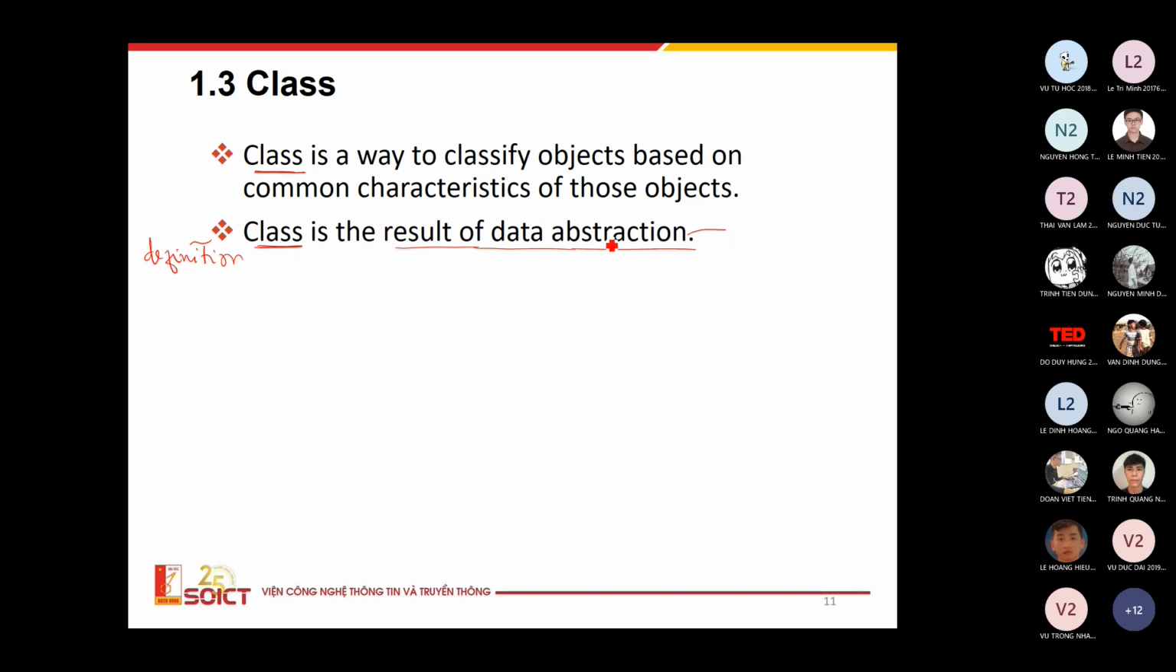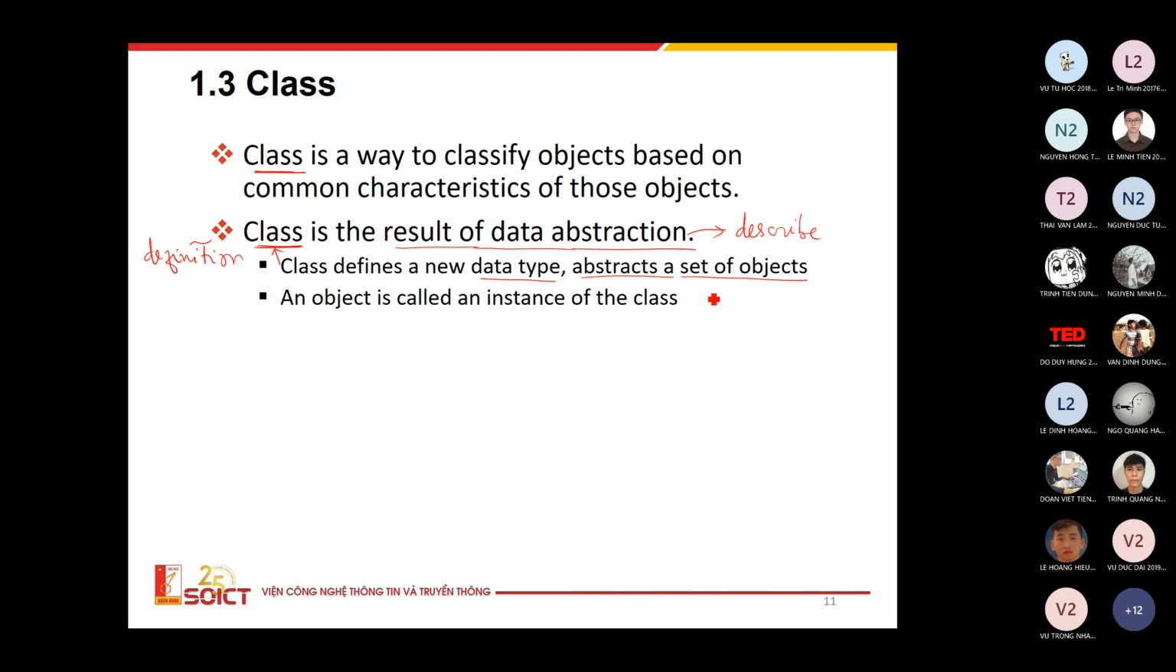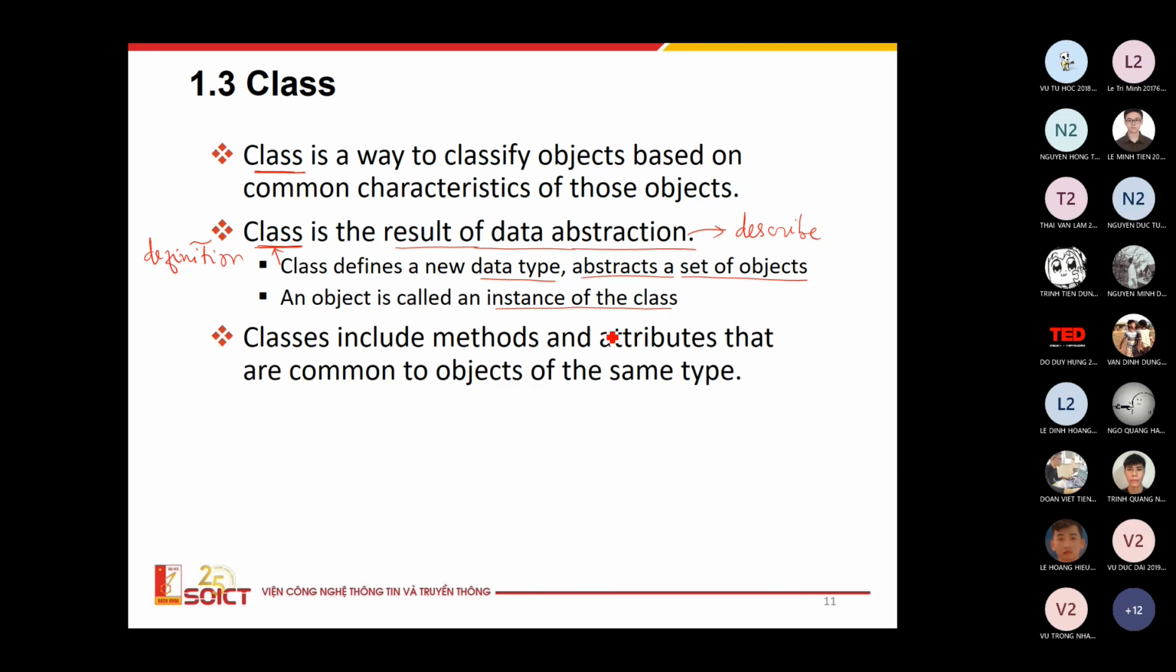Yeah, we talked about abstraction. That means you want to describe something, so the result will be provided to you as the class. And you can use a class to define a new data type or abstract a set of objects. And an object is called an instance of the class. We know it already. Okay.